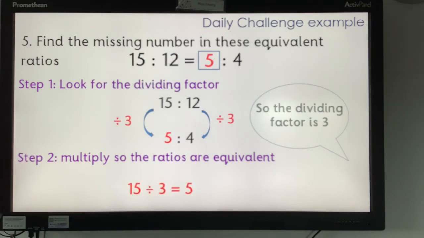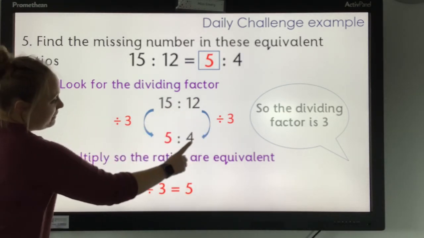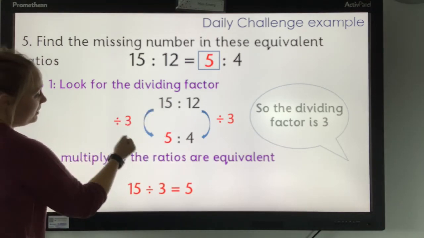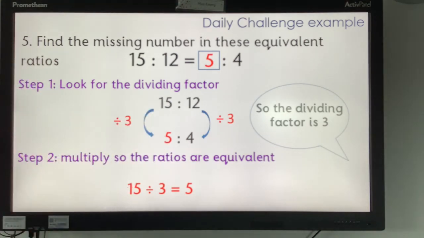So hopefully you worked out that it is a dividing factor and that your dividing factor is 3 because 12 divided by 3 is 4. You then obviously need to do the same over this side, and 15 divided by 3 gives us 5. So as 15 divided by 3 is 5, the ratio 15 to 12 is equivalent to the ratio 5 to 4.